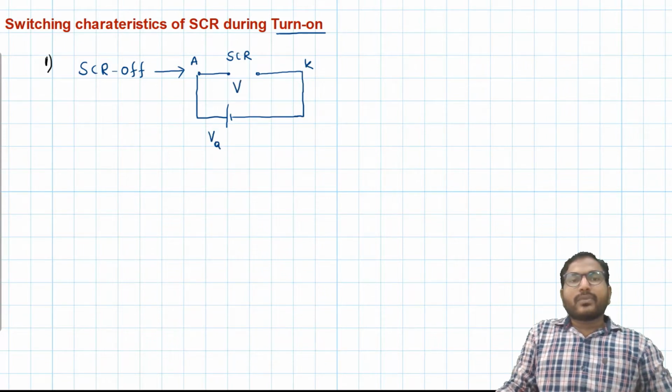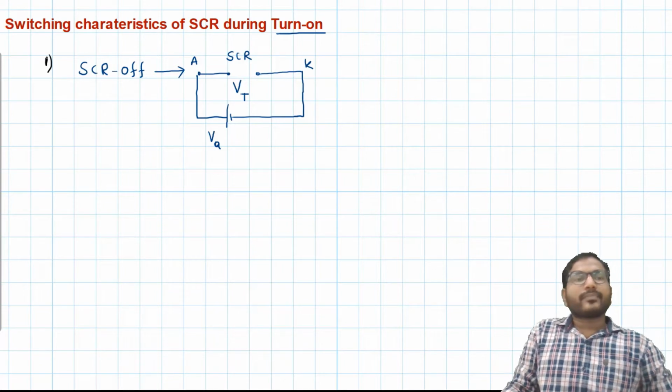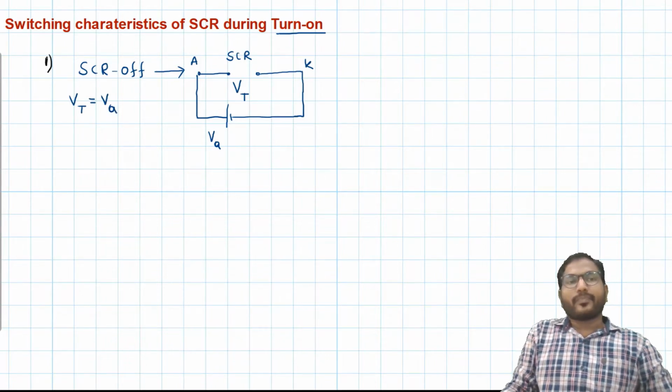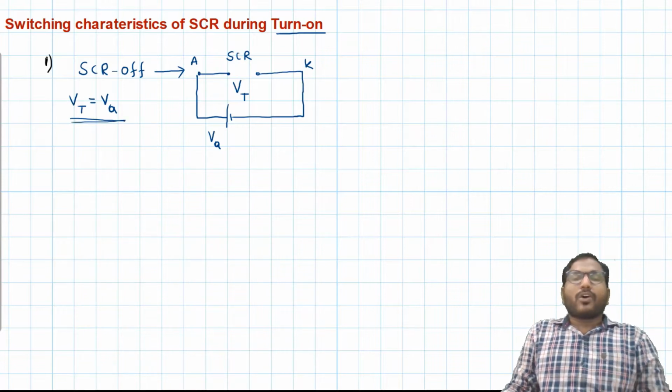Then tell me, what is the voltage drop across the SCR when it is in off state? It is maximum, that is equal to Vt, equal to whatever voltage is applied to the anode. So when SCR is in off state, the voltage drop across the SCR will be more.